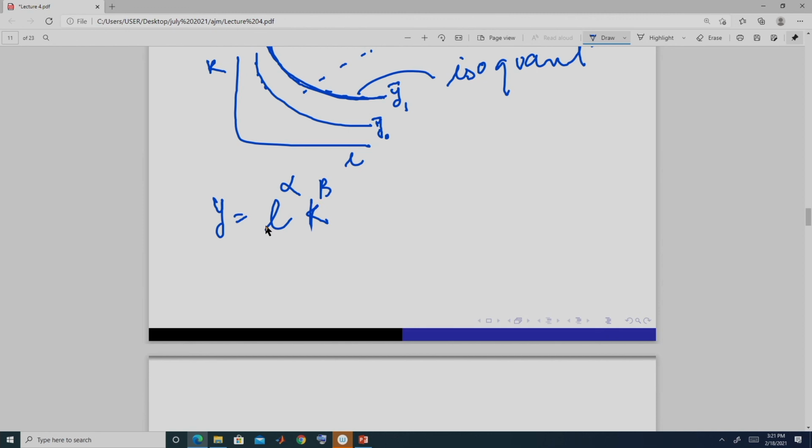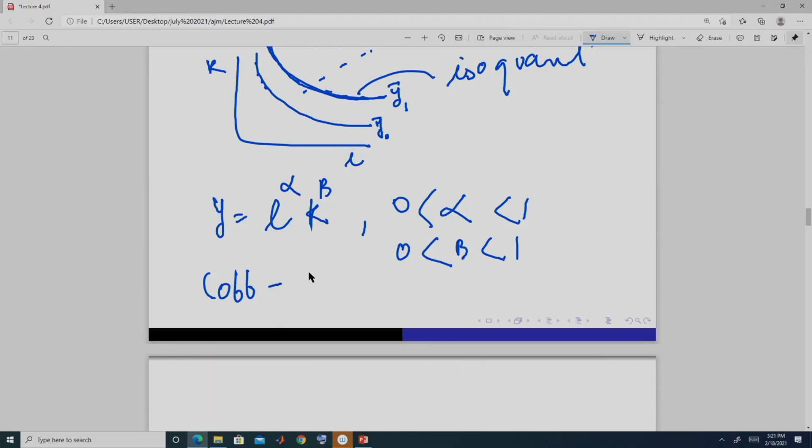So, L to the power alpha, K to the power beta, where alpha takes a value between 0 and 1, and beta takes a value between 0 and 1. This is a very famous production function, and it is called a Cobb-Douglas production function. One variation we have done in the Cobb-Douglas utility function.